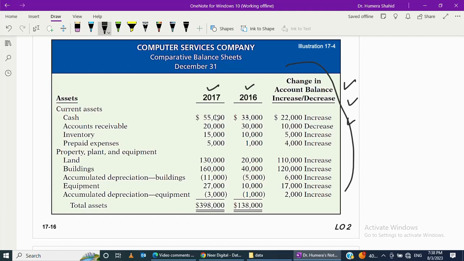2016 cash was 33, 2017 cash is 55, so the difference is 22,000. There is an increase. Accounts receivable 16 to 30,000, 2017 20,000, it is decreasing 10,000. Inventory is increasing, prepaid expenses are increasing, land is increasing 110,000, building is also increasing 120,000, accumulated depreciation on building is also increasing 6,000, equipment is also increasing 17,000, and accumulated depreciation on equipment is also increasing with 2,000.